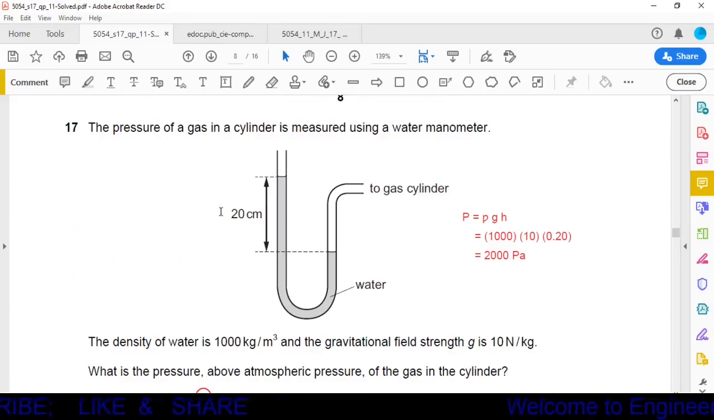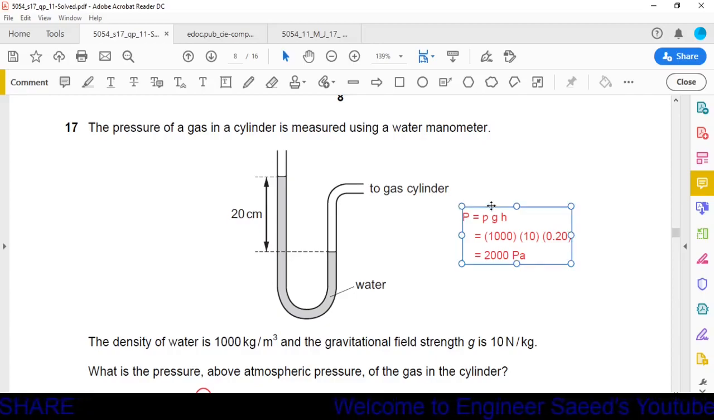Question number 17. The pressure of a gas in a cylinder is measured using a water manometer. The density of water is 1000 kg per meter cube and the gravitational field strength g is 10 Newton per kg. What is the pressure above atmospheric pressure of the gas in the cylinder? Okay, pressure of a liquid is given as P equals rho g h, where rho is density, g is gravitational field strength, and h is the difference in the column height.